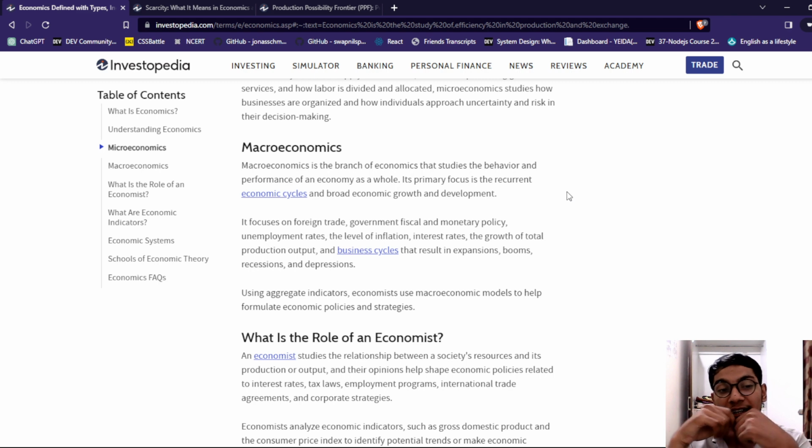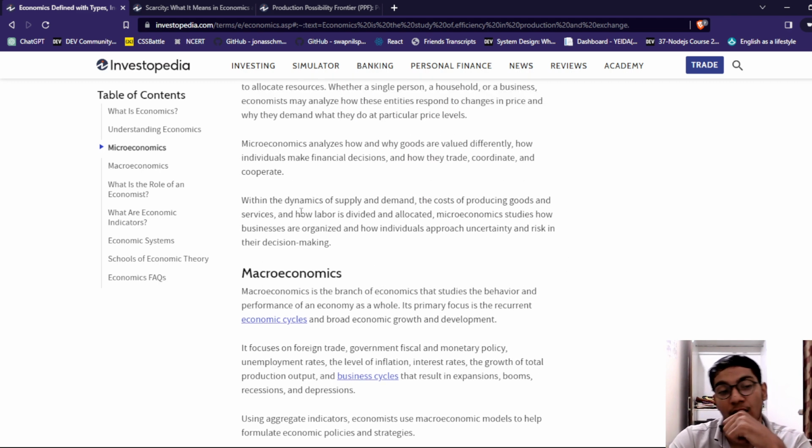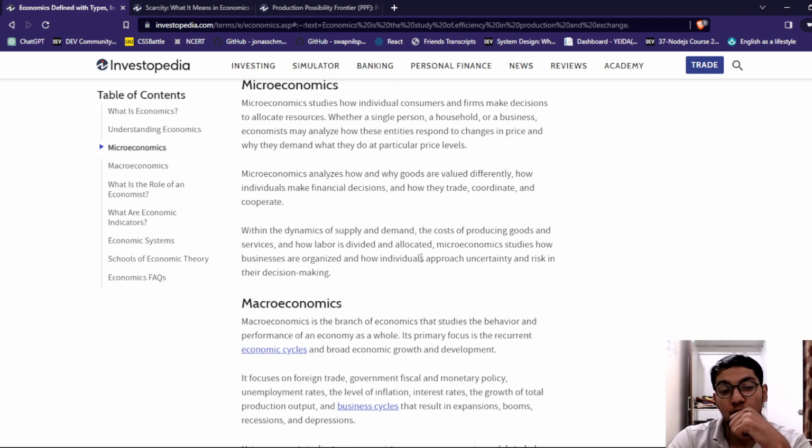That we have all read about what this means: the difference between microeconomics and macroeconomics.